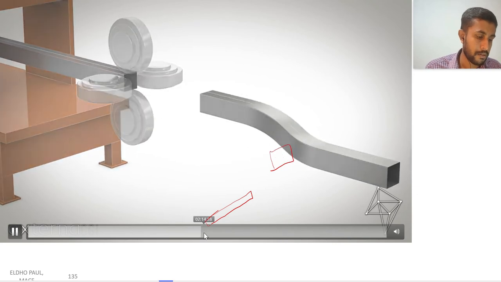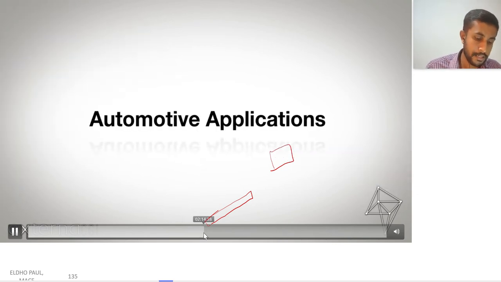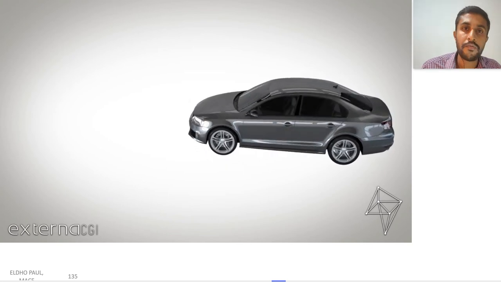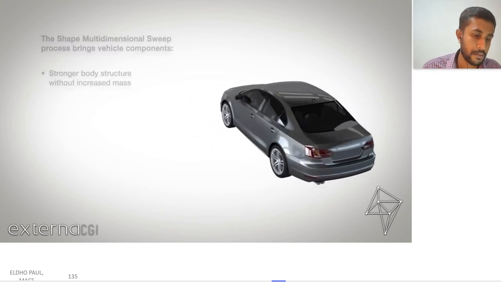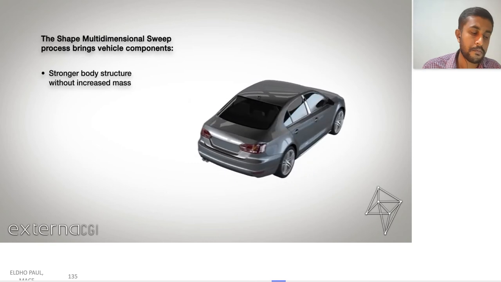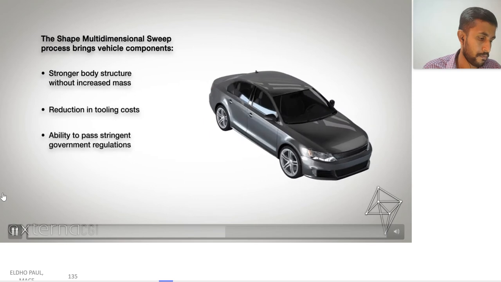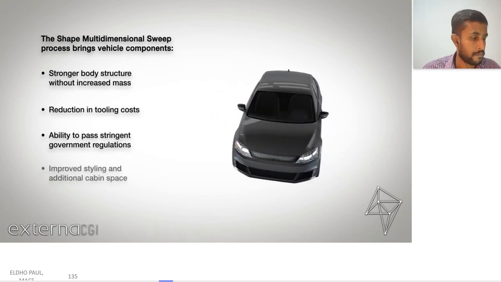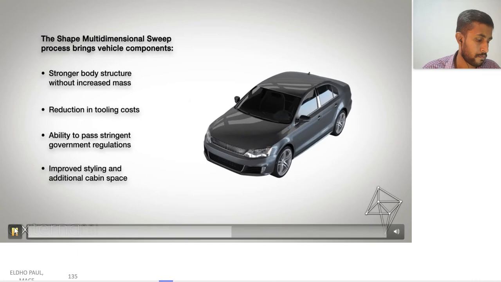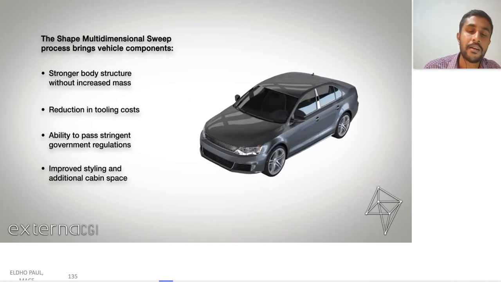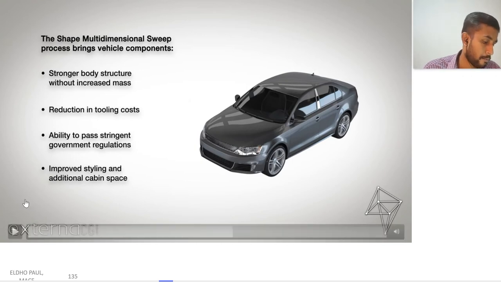This has different varieties of application in the automobile area. Multi-dimensional sweeping has many automotive applications. These include strengthening body structures without increasing mass, reduction in tooling costs, the ability to pass new strict regulations, and even improving styling and available cabin space. So we can make varieties of cross sections for the structural components of automobile vehicles using this shape rolling process.